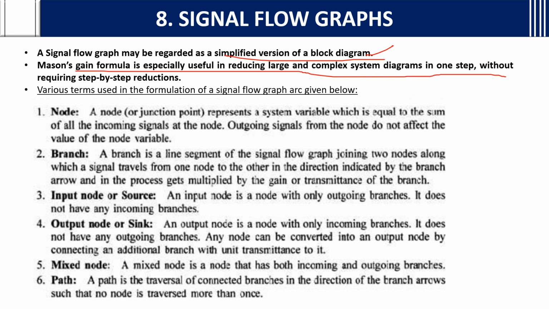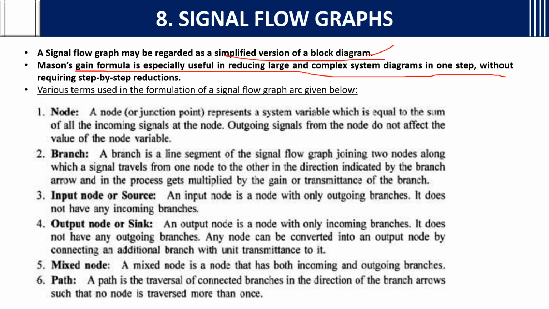A branch is a line segment of the signal flow graph joining two nodes, along which a signal travels from one node to another in the direction indicated by the branch arrow, and the signal gets multiplied by the gain or transmittance of the branch. If this is a signal flow graph drawn this way, and another block is drawn here, then based on the arrow marks the signal will flow. This is called a branch. If we are dividing one line into two lines, that is nothing but a branch.